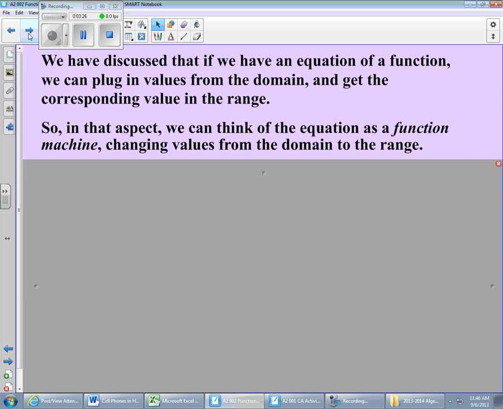Now, we discussed the other day when we were talking about the basics of functions that if we have an equation of a function, we can plug in values from the domain and get the corresponding values from the range. As a matter of fact, when you're very first learning about functions, that's typically the way that functions are introduced. You plug in an x, you get a y. And if you ever plug in an x and get more than one y as a result, then that is not a function. One of the ways we're taught to think about the equation is as what's referred to as a function machine. What this machine does is it changes values from the domain to the range.